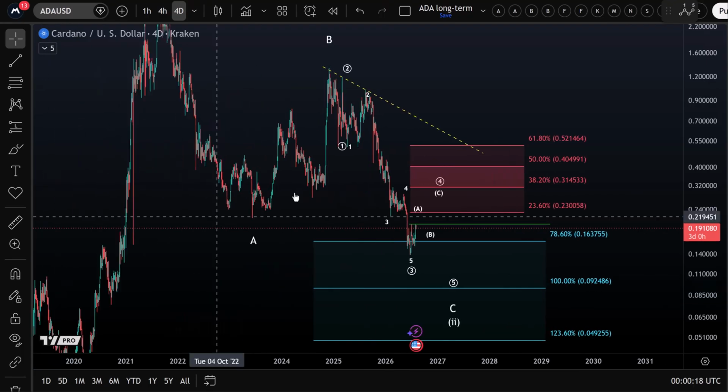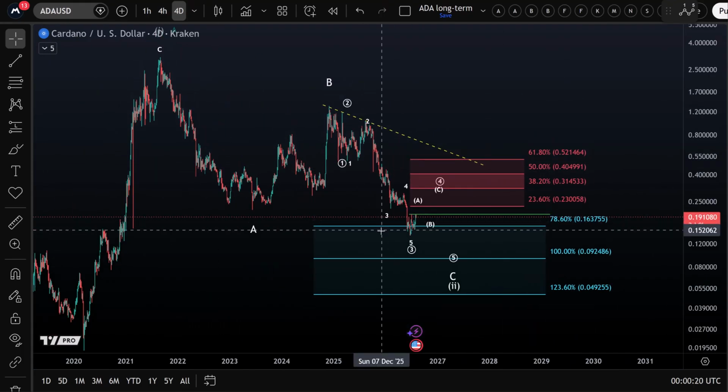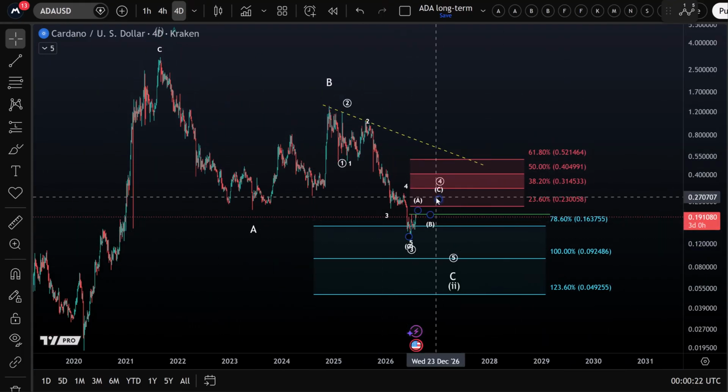But if we zoom out, we can see that all of this is likely just a corrective bounce. Of course, you could say alternatively, maybe the entire correction is over. And again, should Bitcoin at some point make the decision to rally higher, then ADA might follow.